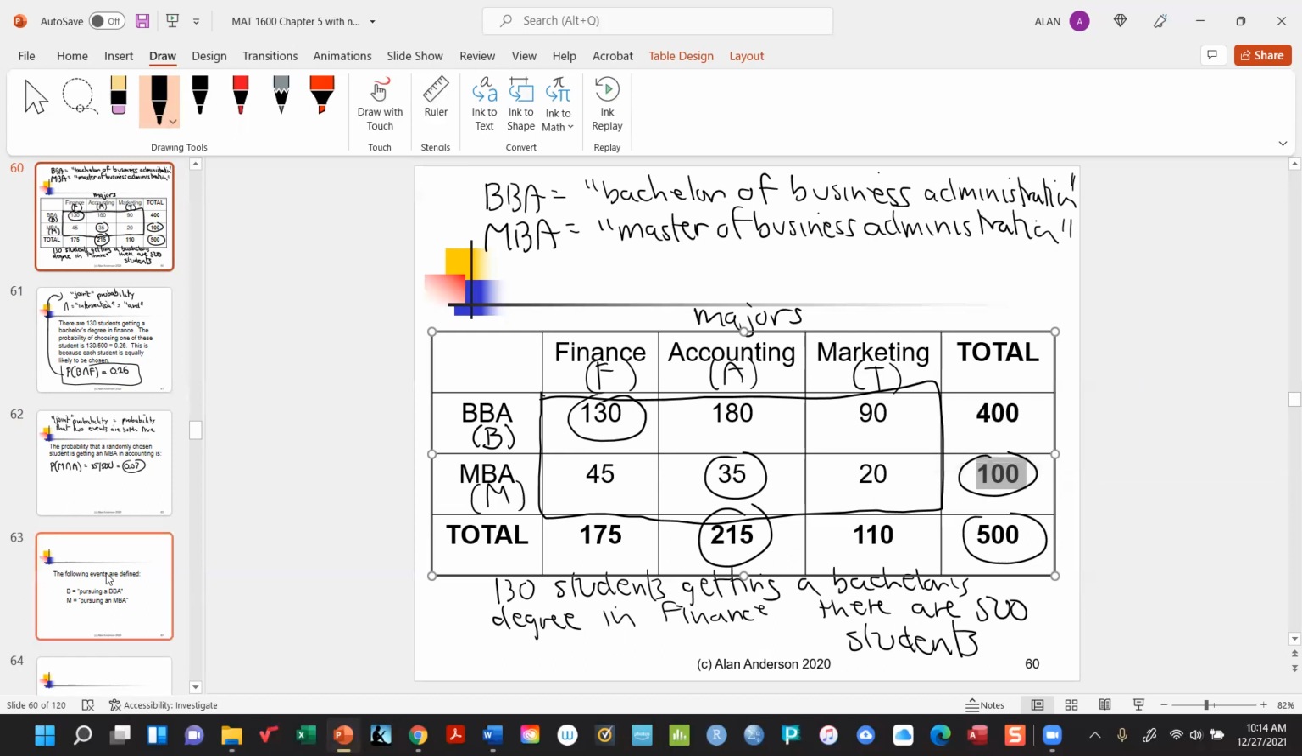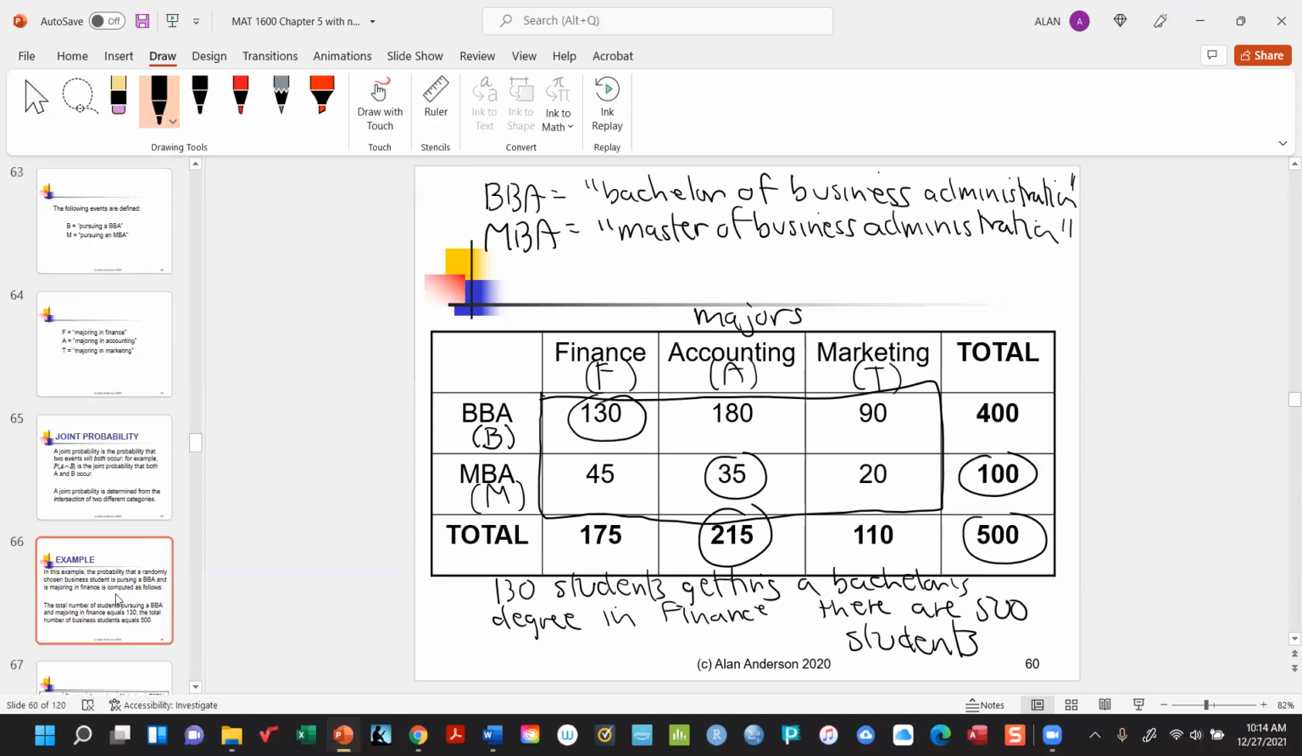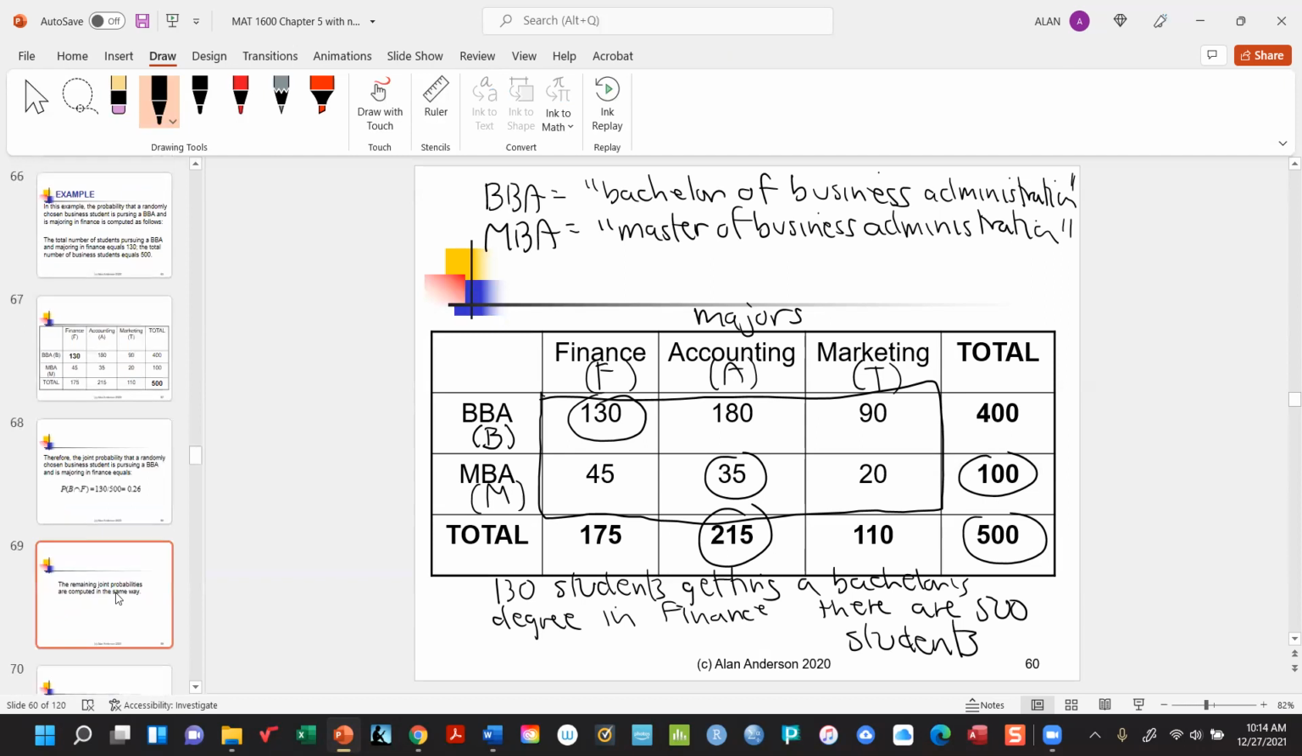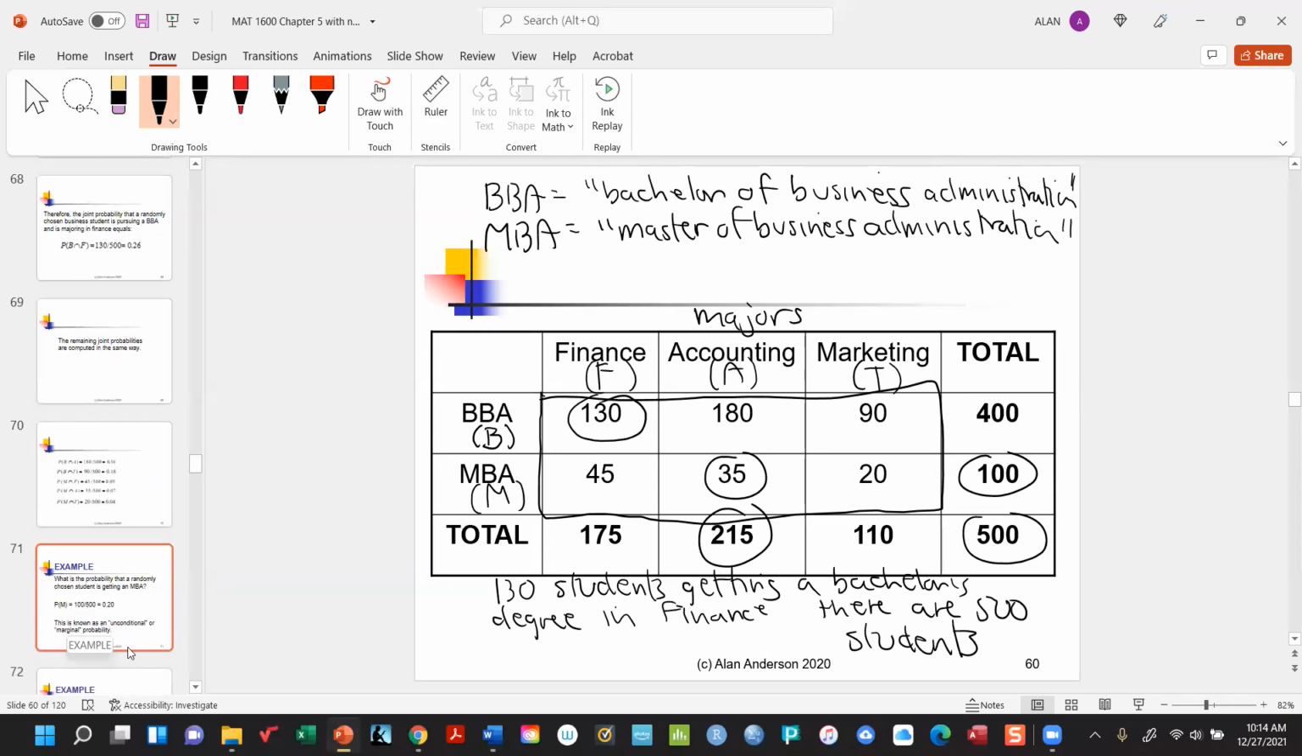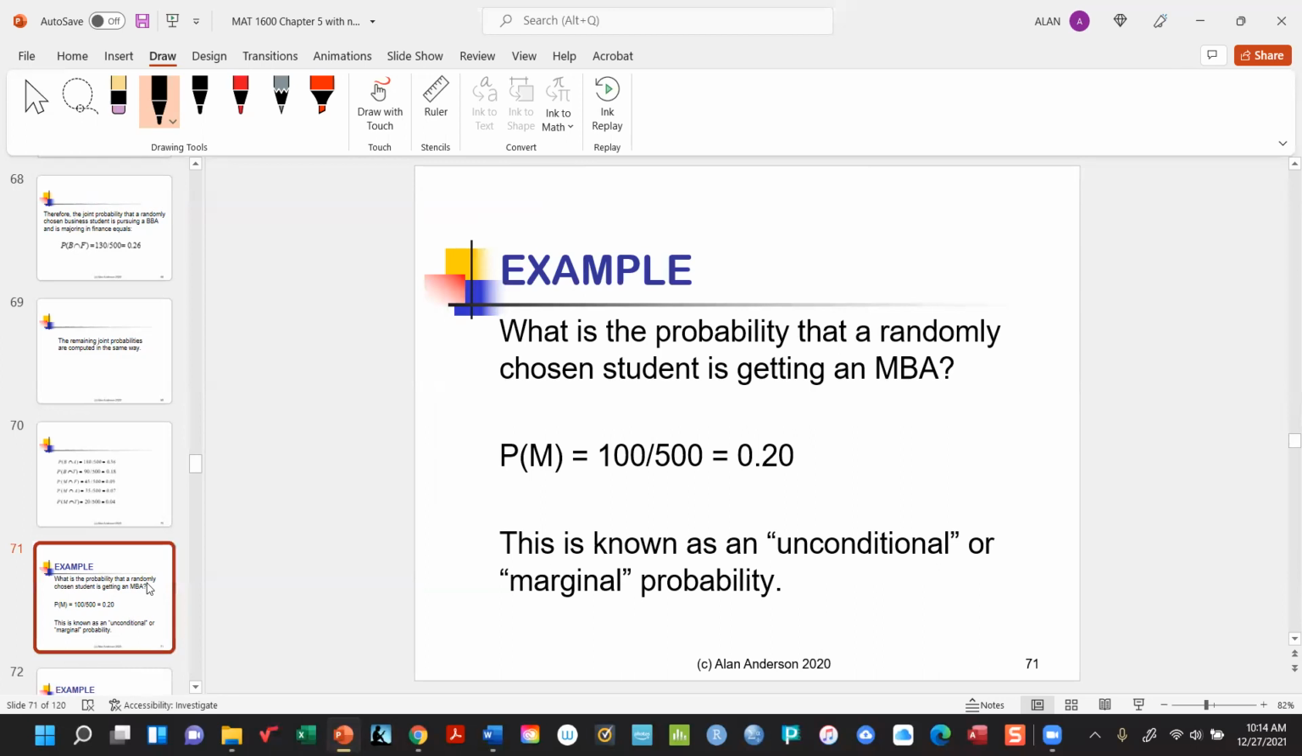So in a case like that, we have a different name for that type of probability. Let me skip ahead a little bit here. For MBA only, first of all, that probability is clearly 20% because there's 100 MBA students out of the entire business school. But because we're not looking at two different events at the same time, this is a different kind of probability. This one has two equivalent names. It can be known as either an unconditional probability, or sometimes it's called a marginal probability.